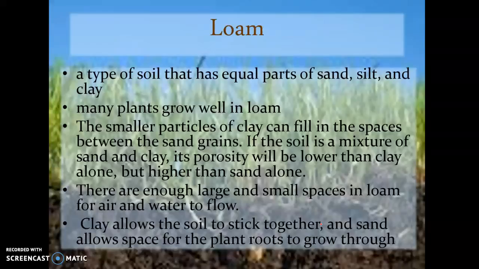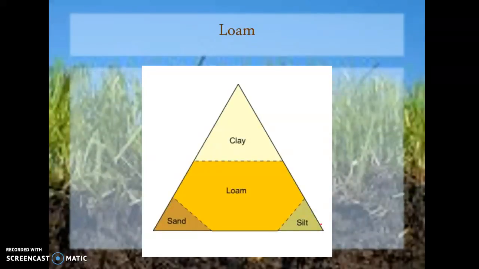There are large enough spaces for water and air to flow, but not so much that it's going to erode away, and it's going to hold the plants in place. The soil sticks together and the plant's roots are able to grow. So this diagram is showing that in order for loam to form, the key would be to have sand, clay, and silt combining together.